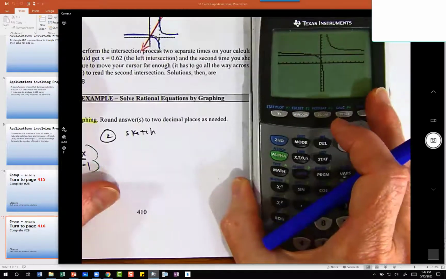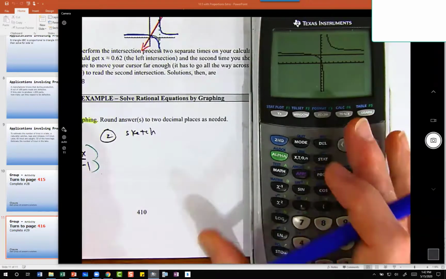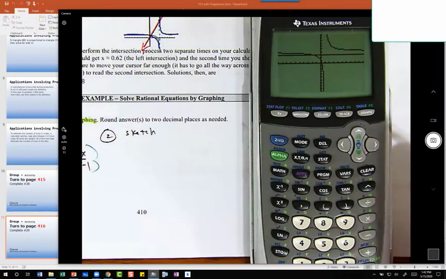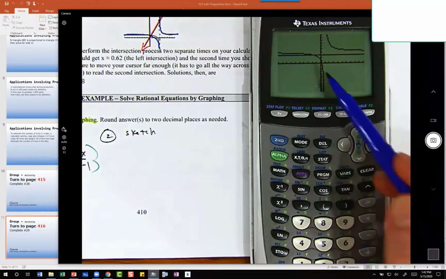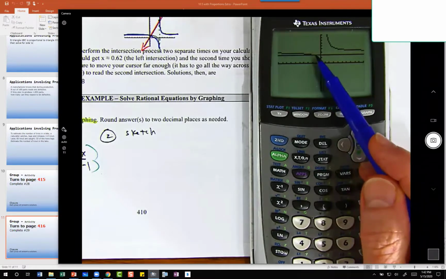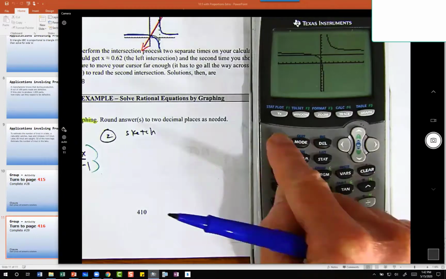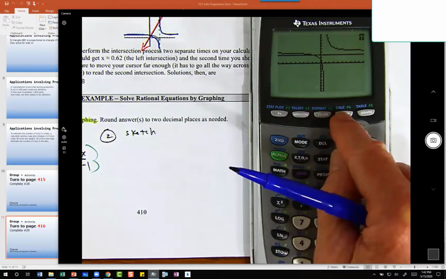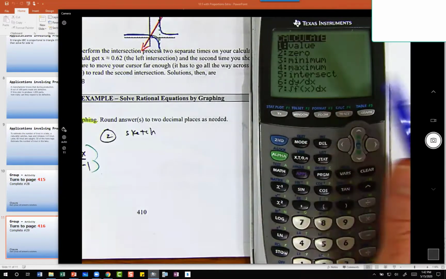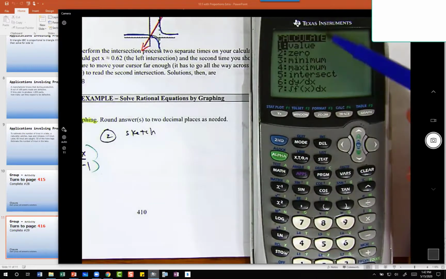Now I want to find how many answers are there? Only 1. Yep, the intersection only crosses 1 time right here. So I got to find that answer. I'm going to go to second trace button, which opens up the calc menu. And since I have 2 sides, left and right, I want to intersect the 2 sides.